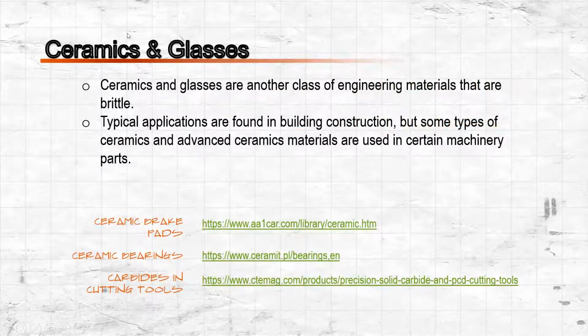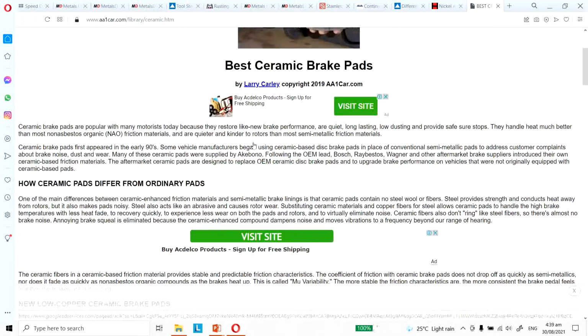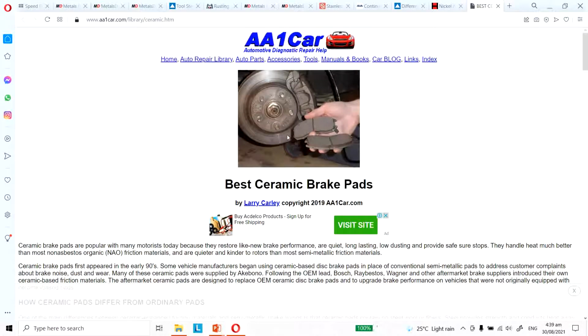Moving on to the next class of materials, the ceramics and glasses. Ceramics and glasses are another class of engineering materials that are brittle. Typical applications are found in building constructions, but some types of ceramics and advanced ceramics are used in certain machinery parts. Right here we have the links for, let's say, ceramic brake pads. Here are the brake pads of an automobile. This material is actually a type of ceramics.